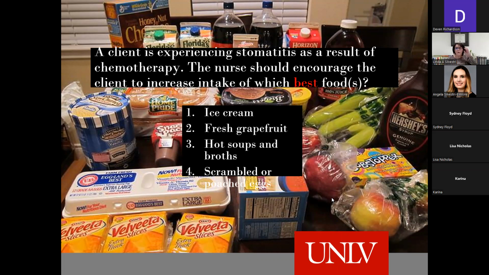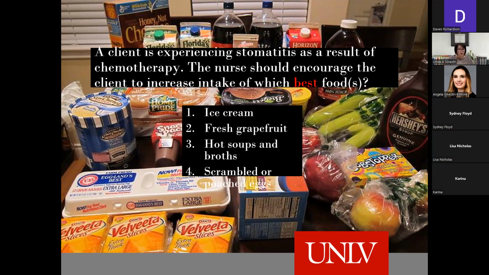Now, fresh grapefruit, 3% of you selected that, but that is acidic, and that is really going to cause some discomfort and pain. And the word hot in option 3 is not good. So hot soups and broths is not a good option. And so we're down by the process of elimination to option 4, scrambled or poached eggs. So that is, from the options that they're giving you, the best answer here.